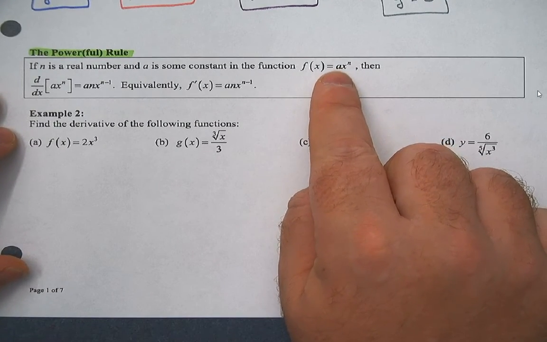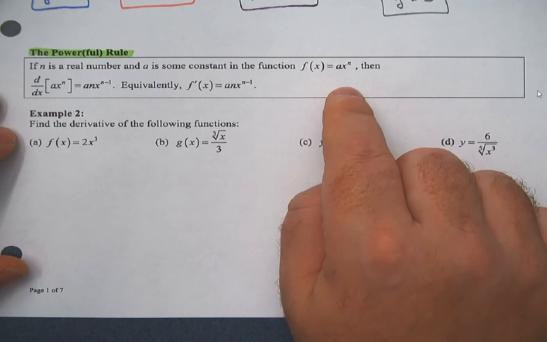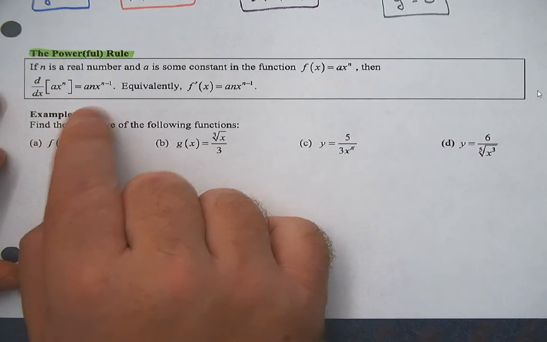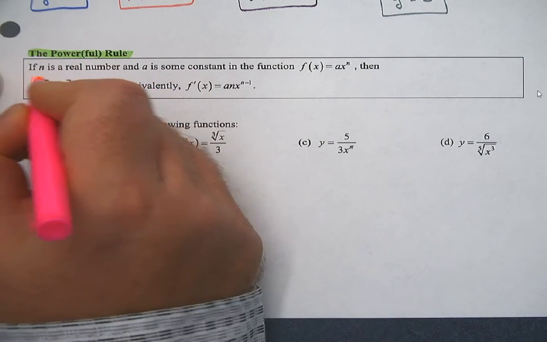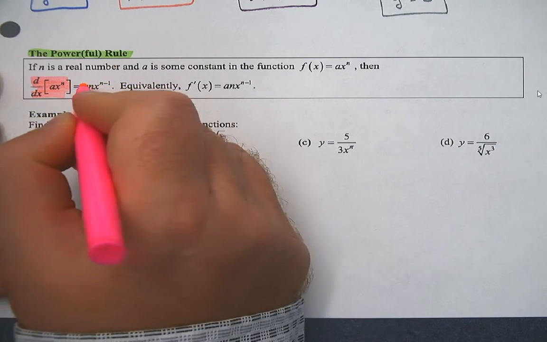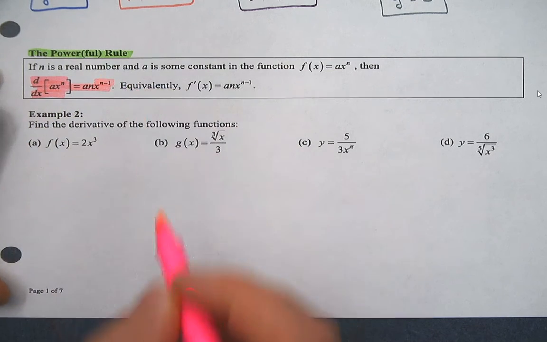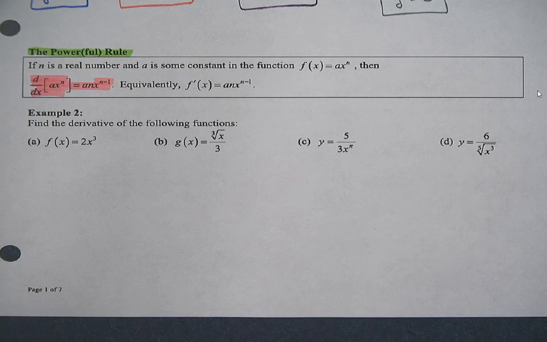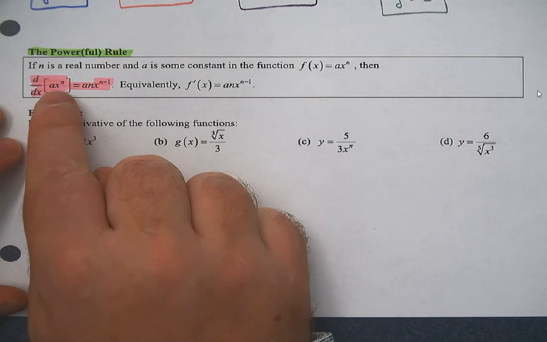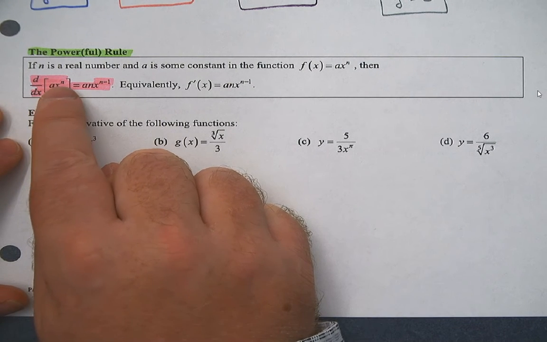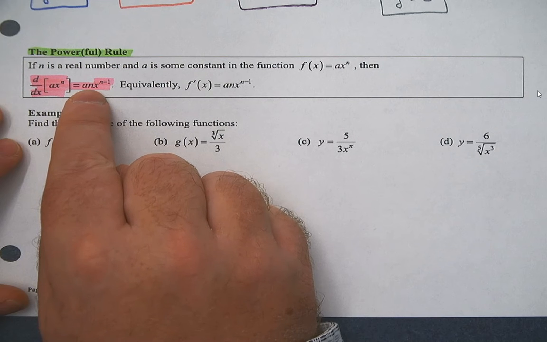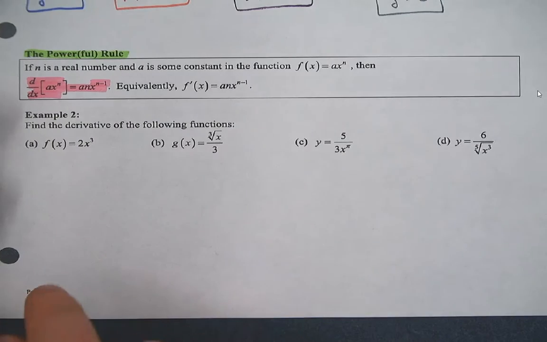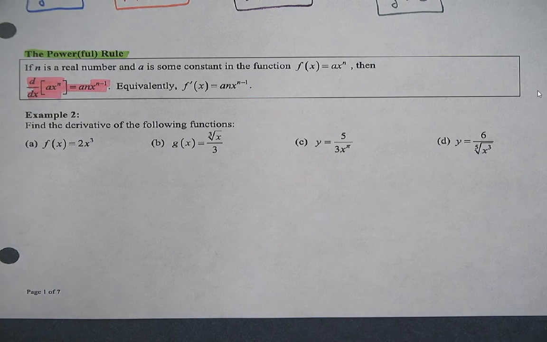You have to have it in the format of ax to the n. Then it turns out that the derivative of ax to the n is equal to anx to the n minus 1. So notice what happened here. My coefficient got multiplied by my exponent, a times n, and then we subtract 1 from the exponent. That's the derivative shortcut.